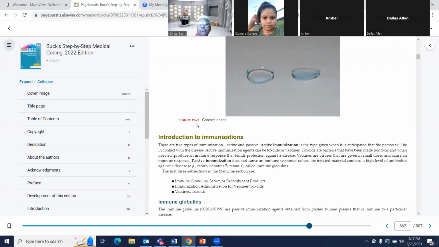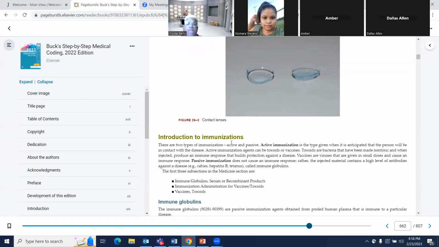Figure 26.2, contact lenses. So for this question on your daily assignment, quite a few of you had this wrong. And I put on there that the answer was right above, but quite a few had it wrong, but I still gave credit because you did attempt to answer it.